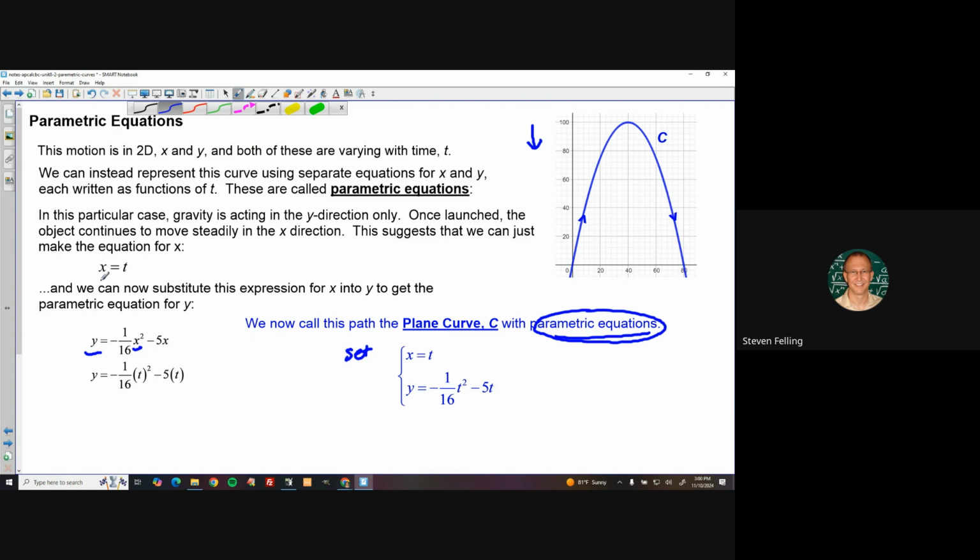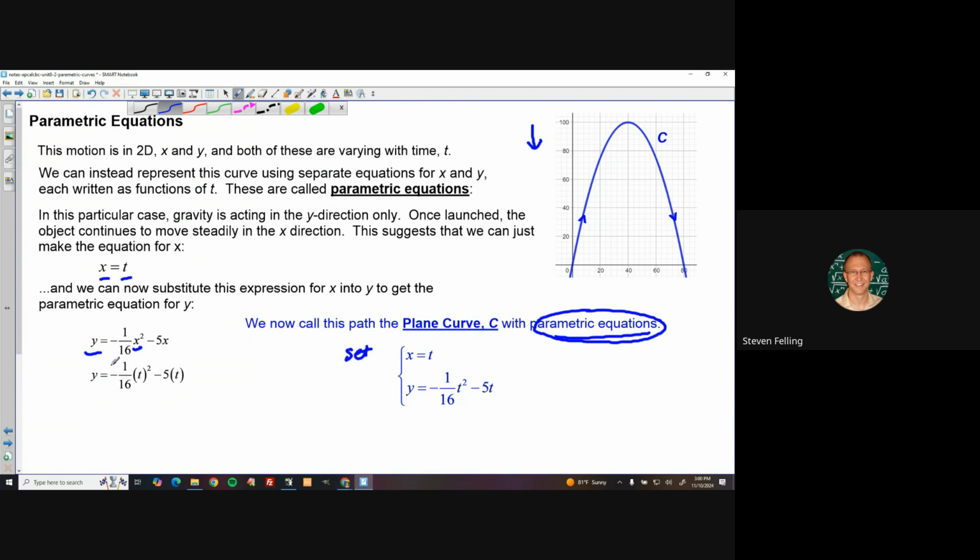So we could just say x is equal to t. Maybe it turns out that, at 20 seconds into the flight, this is 20 feet over to the left, and then 40 seconds, and so on. That would make this equation for x equals t. And then the y would go up and down according to our graph. Y is negative 1/16 t squared minus 15t.